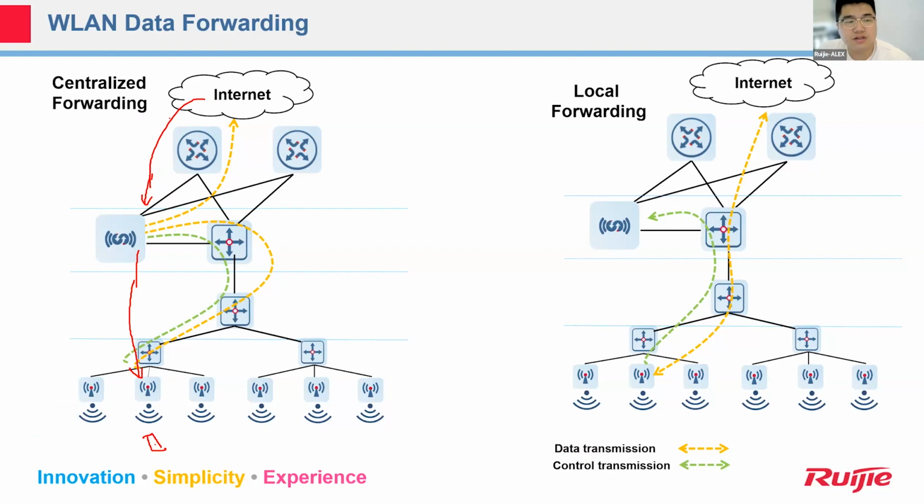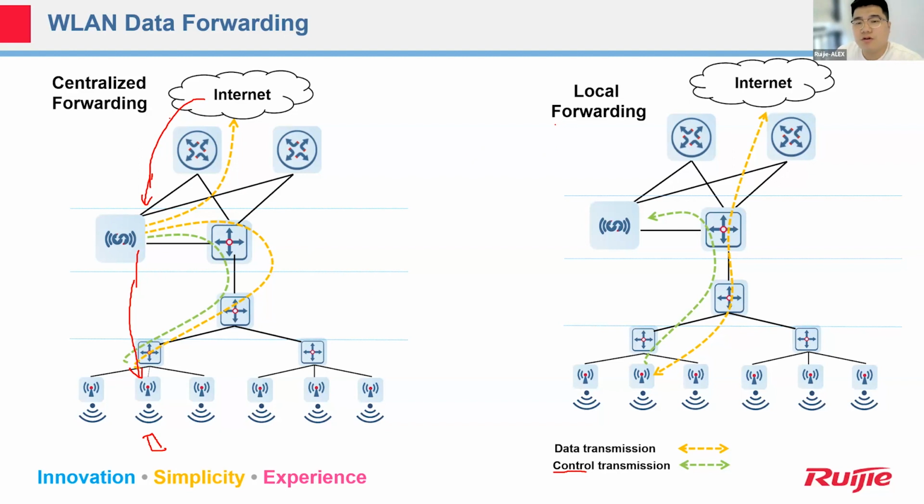Okay. This is the forwarding of the service traffic in the centralized forwarding mode. Since the control transmission is the control message between the AC and AP, it must be forwarded through the CAPWAP tunnel. So in the centralized forwarding mode, no matter the service data or the control message, both of them are transmitted inside the CAPWAP tunnel. Okay.